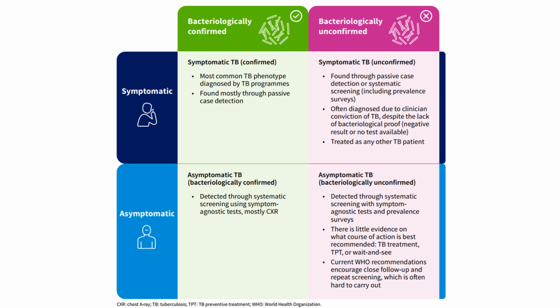Symptomatic TB is the most common form of TB that is notified, mostly through passive case finding, and bacteriological tests are most often used to confirm disease, although not all people who are treated for TB will necessarily have a positive test. Detection of bacteriologically unconfirmed ATB relies upon patient history and imaging and histopathology findings, and may require follow-up testing to diagnose.